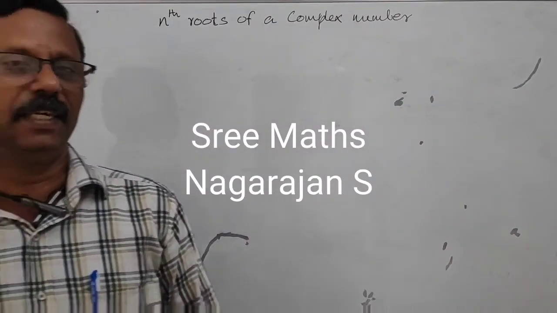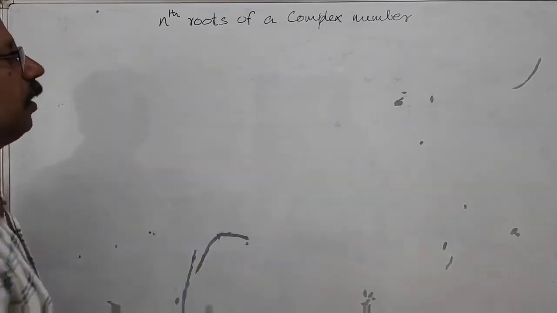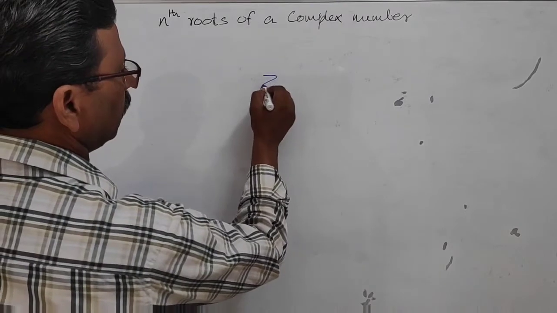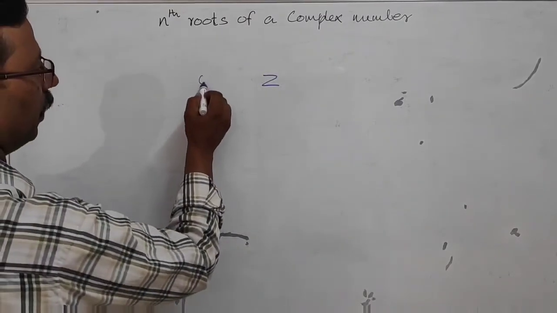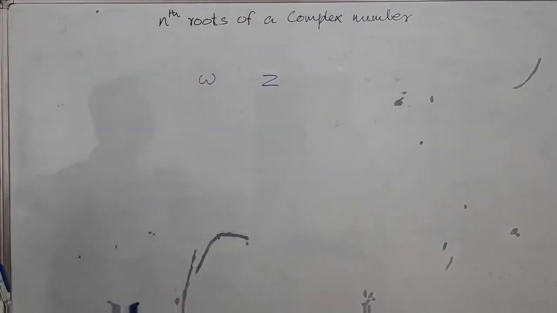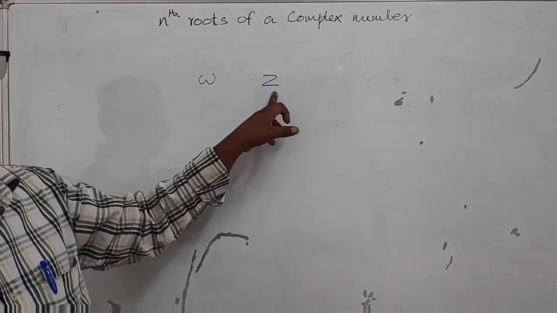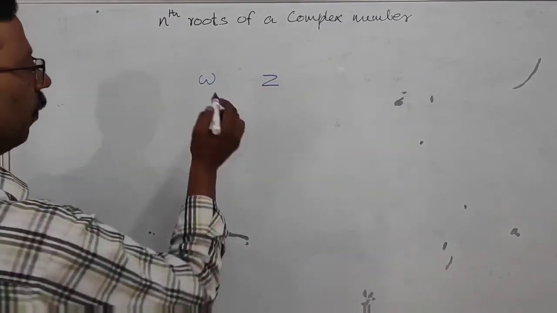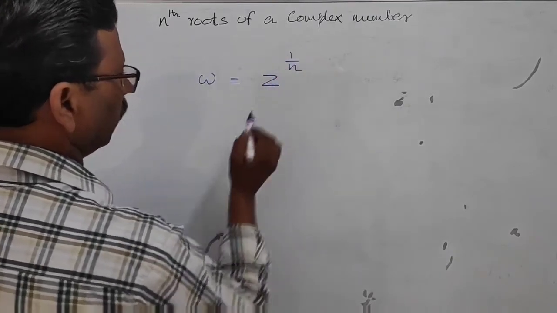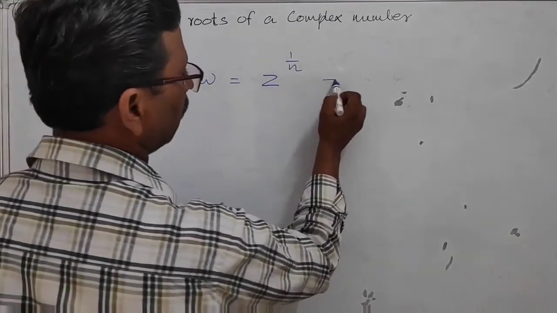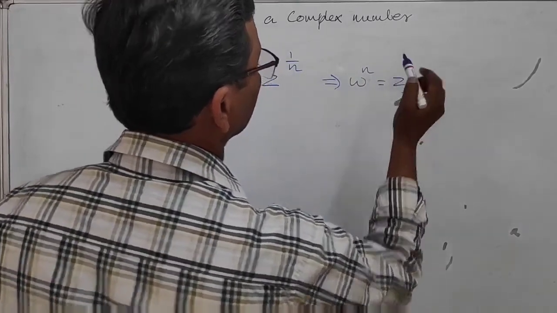Hi students, let us see today the nth roots of a complex number. Now let us assume z is any complex number and omega is another complex number which is assumed as the nth root of this complex number z. It is denoted by omega is equal to z power 1 by n, or else you can say omega power n is equal to z.